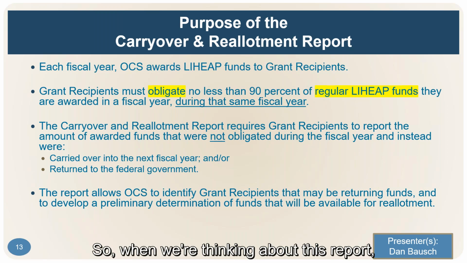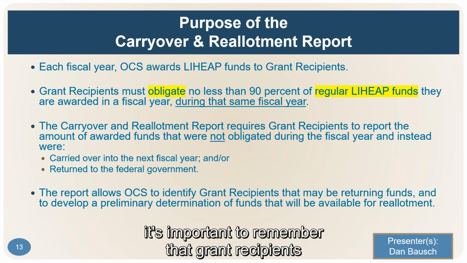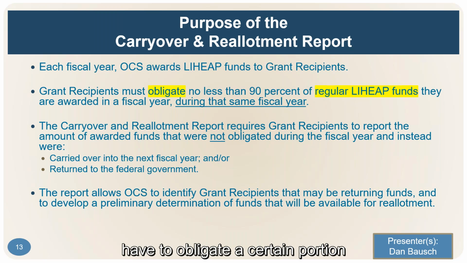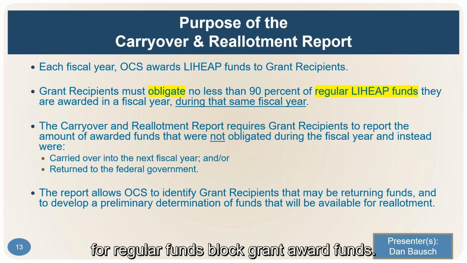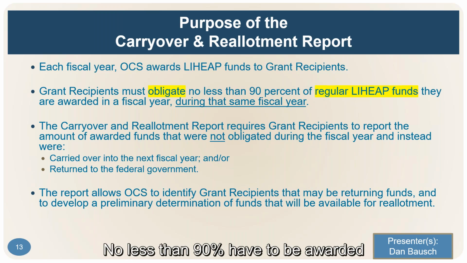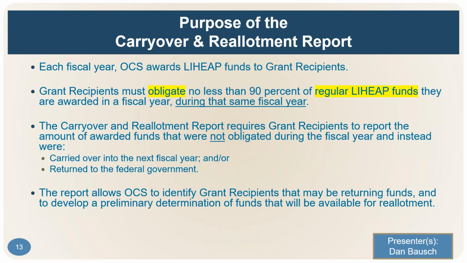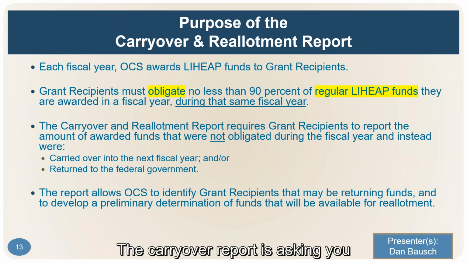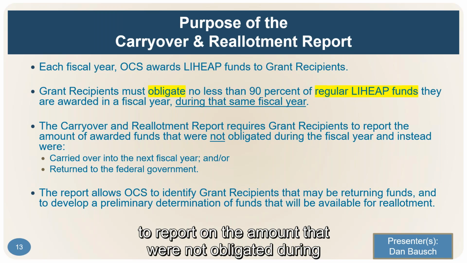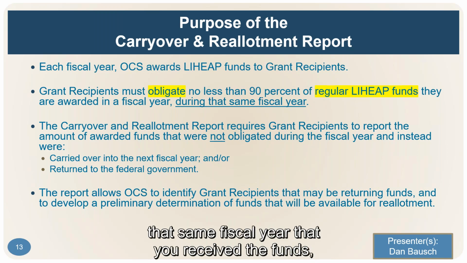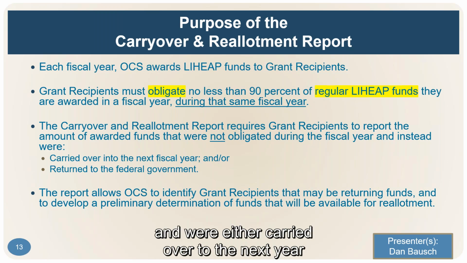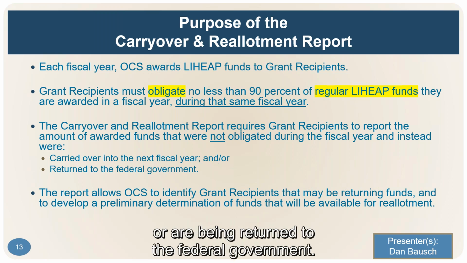So when we're thinking about this report, it's important to remember that grant recipients have to obligate a certain portion of their funds each fiscal year. For regular funds, block grant award funds, no less than 90% have to be awarded in the fiscal year that you receive them. The carryover report is asking you to report on the amount that were not obligated during that same fiscal year that you received the funds, and were either carried over to the next year or are being returned to the federal government.